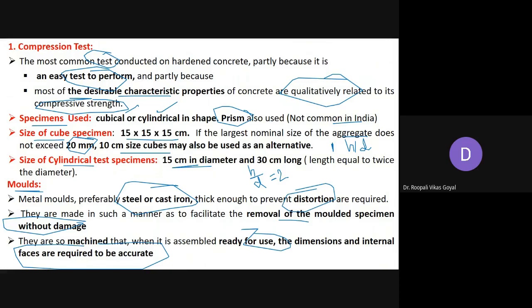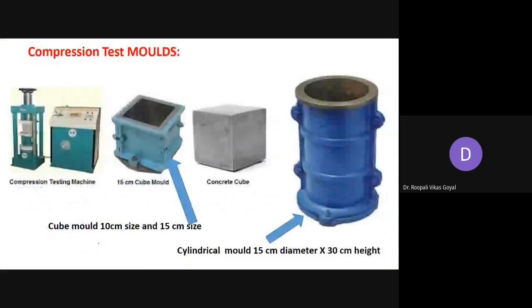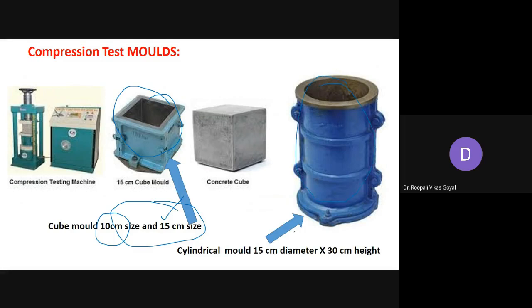So here in this figure you can see all these molds. Basically this is the cubical mold having size 15 by 15 by 15 or 10 by 10 by 10. If the aggregate size is less than 20 mm, you can use the 10 centimeter by 10 centimeter by 10 centimeter cube mold, or otherwise the most commonly used is the 15 by 15 by 15 centimeter cube mold. And this is the cylindrical mold, that is 15 centimeter diameter by 30 centimeter height.